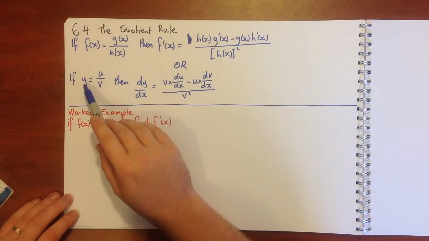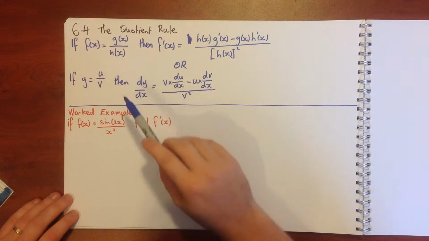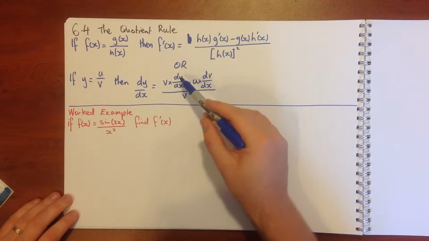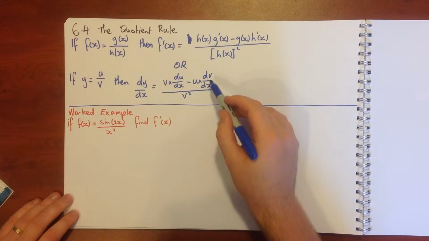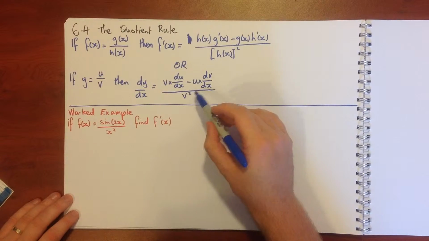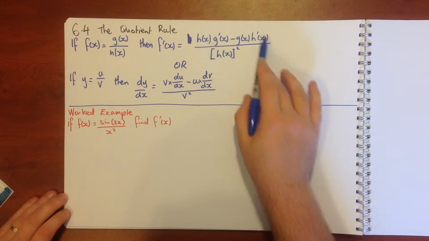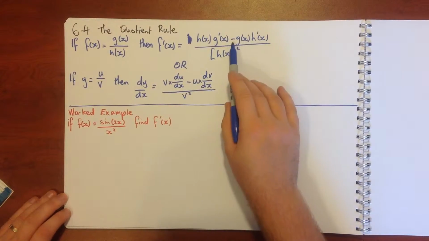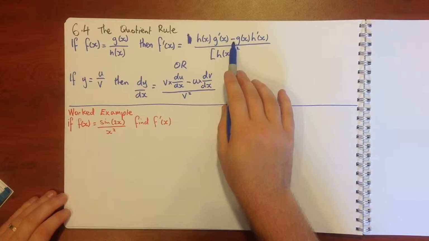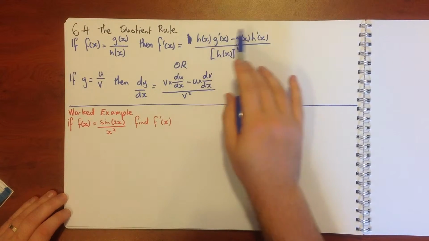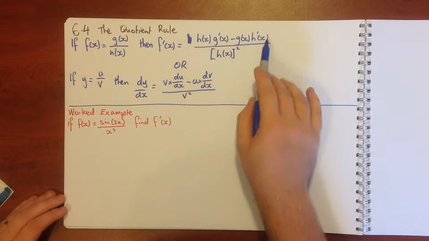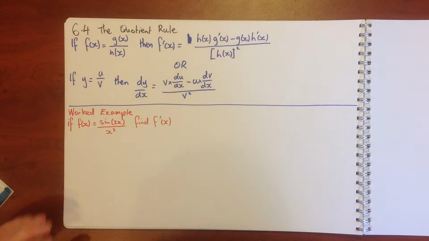Or if we want to write it as y equals u over v, then dy dx equals v times du dx, take u times dv dx, on v squared. What's really critical about this is we need to make sure that we've got the order correct, because of our takeaway here, because 3 take 2 is different to 2 take 3. So for the same reason, we need to make sure that we get this order right. It didn't matter with the product rule, but it certainly matters with the quotient rule.